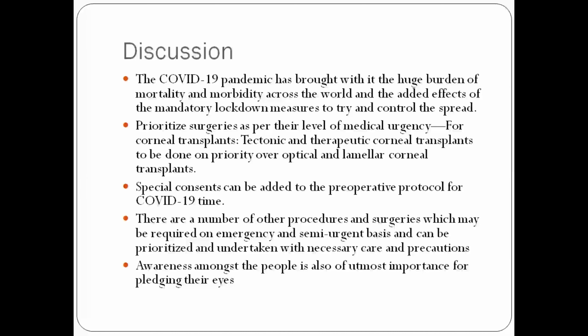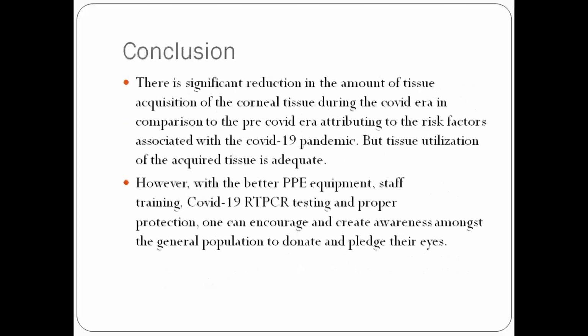Prioritize surgeries as per the level of medical urgency for corneal transplants. Tectonic and therapeutic corneal transplants to be done on priority over optical and lamellar corneal transplant. Special consents can be added to the pre-operative protocol for COVID-19 time. There are a number of other procedures and surgeries which may be required on an emergency and semi-urgent basis and can be prioritized and undertaken with the necessary care and precautions. And awareness amongst the people is also of utmost importance for pledging their eyes.